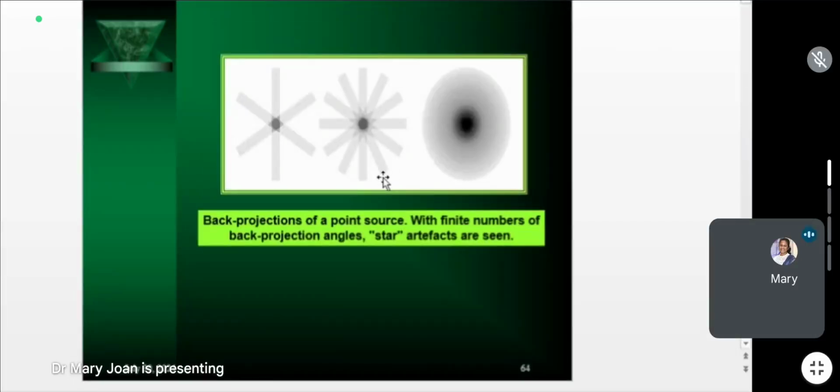The back projection of a point source with a finite number of back projection angles forms a star artifact. Here you can see a star forms from the overlap between multiple beams. If you have more of these, there will be a bigger star, but then you can have a difference in the intensity of the beam with respect to the central intensity and the surrounding intensity. So these are called star artifacts.